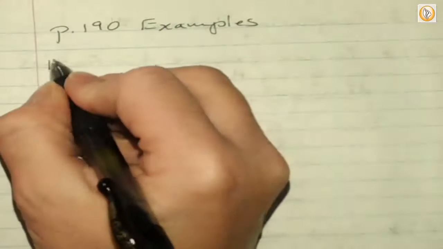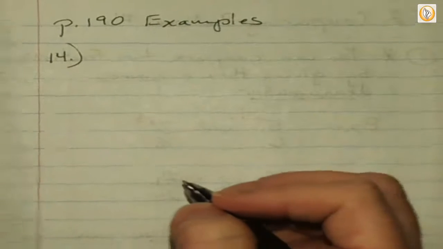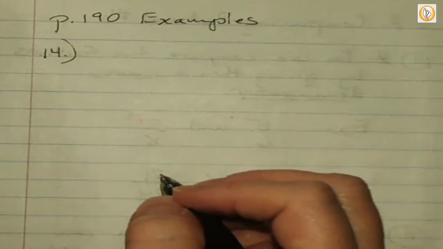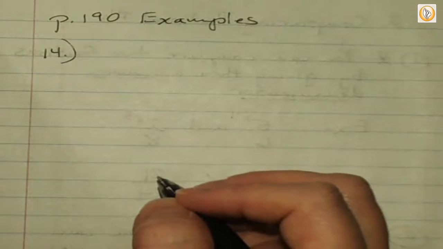Is everyone on page 190? All right. Here we go. We're going to start with number 14 because I think we'd be wasting our time with the other stuff. All right, 14. It says use cross multiplication to compare the given fractions. Use less than, equal to, or greater than.